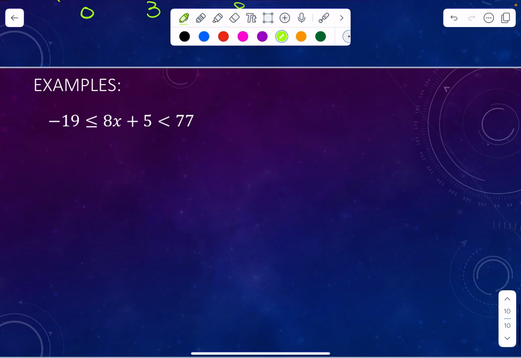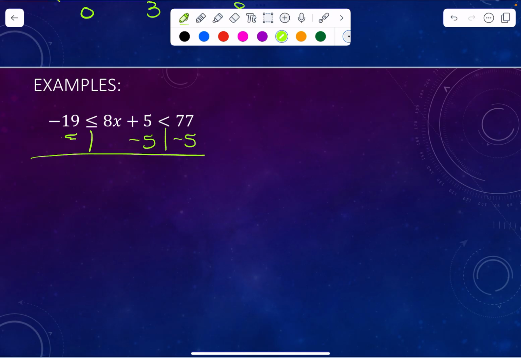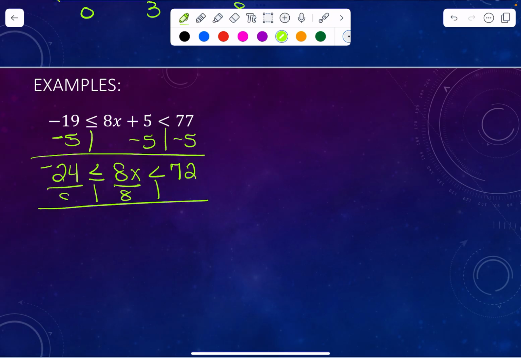All right, last one. Here we go. So remember, whatever I do to the middle, I get to do to both sides. So I'm going to minus 5 from each of those. So that would get us negative 24 is less than or equal to 8x, which is less than 72. I'm going to take all those and divide them by 8. So that's going to get me negative 3 is less than or equal to x, less than 9.